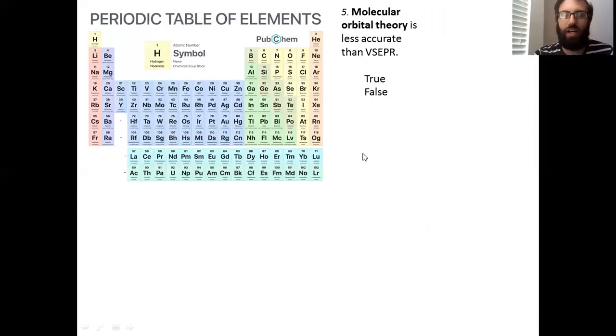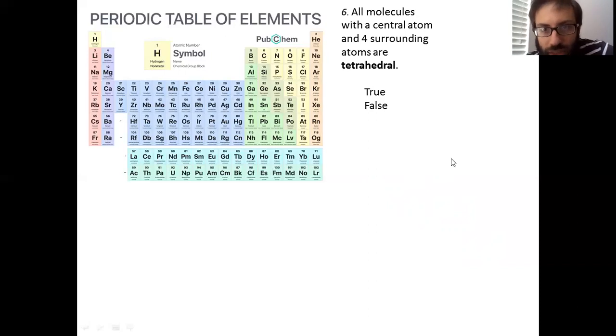All right, so number 5: molecular orbital theory is less accurate than VSEPR. I said I'd only test you on very basic things with molecular orbital theory, and so this is definitely false. Molecular orbital theory is way more accurate than VSEPR. In fact, there are a lot of situations that VSEPR just gets wrong. It predicts the geometry wrong, predicts properties wrong, predicts shapes wrong, and so that's false.